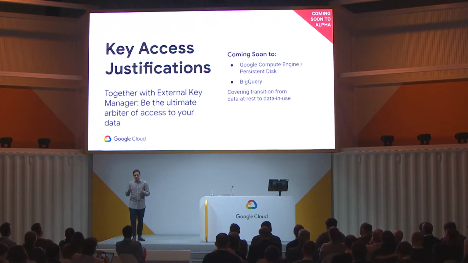So, key access justifications. It's coming very soon to alpha. I can't say when, but it's coming soon, so watch this space. It'll be available for Google Compute Engine and Persistent Disk, as well as BigQuery, and it covers the transition from data at rest to data in use. Like I said, it's going to give you that justification when your data is decrypted, and it's going to appear at your external key manager, and you can block it if you don't want it to happen.